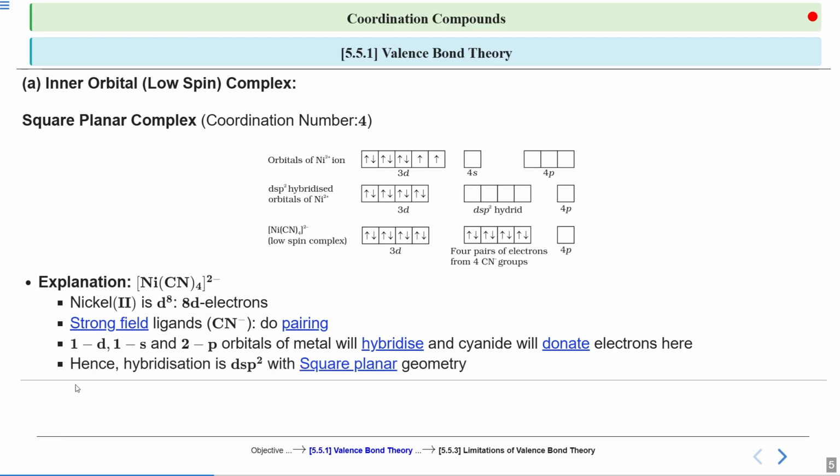Hence this complex is showing the hybridization as dsp2 with a square planar geometry. So the geometry corresponding to the hybridization dsp2 is square planar, having the coordination number 4, as the cyanide ligand is present 4 times in this complex. The hybridization is dsp2, which means the inner d orbital is participating in the hybridization, so we are covering this example in the inner orbital or low spin complex.